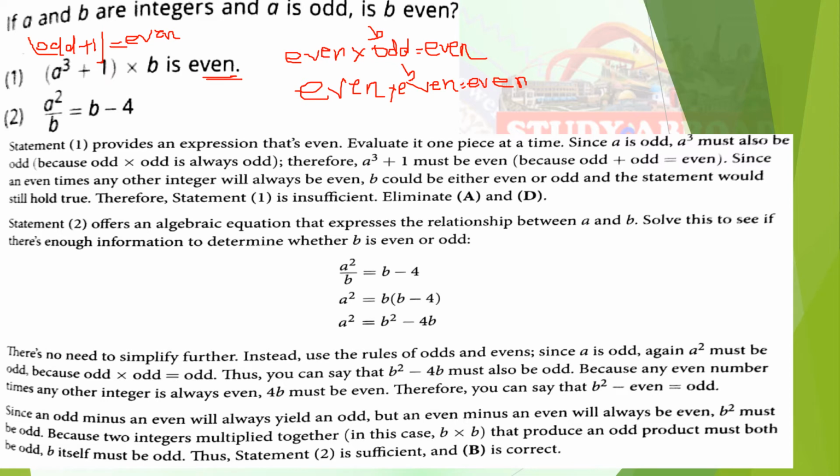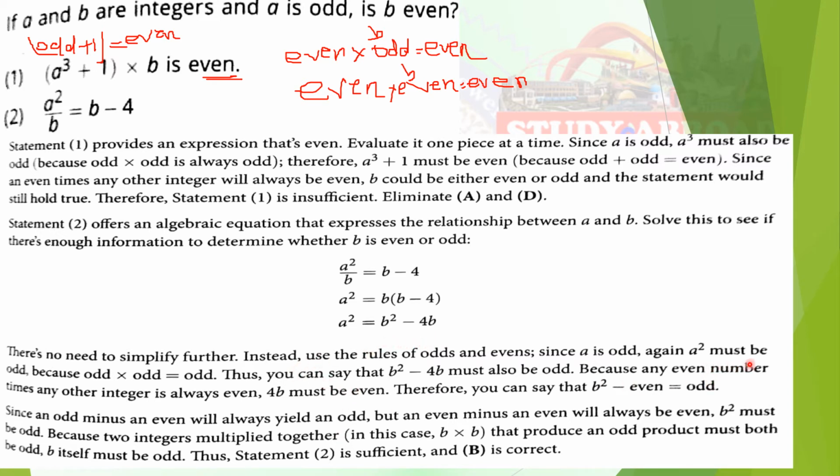Okay, next go for the second statement. What does it tell? A square divided by B is equal to B minus 4. Cross multiply: A square is equal to B into B minus 4, so B square minus 4B. You get the final expression A square is equal to B square minus 4B. There is no need to simplify further, so keep it like this.